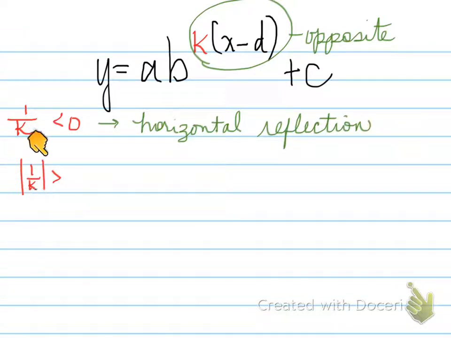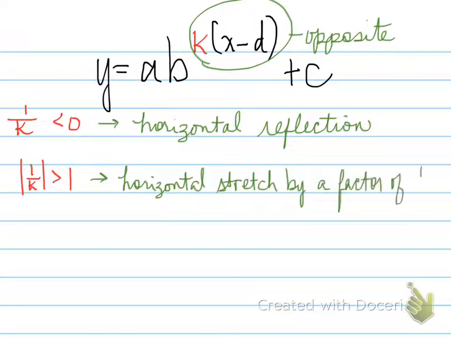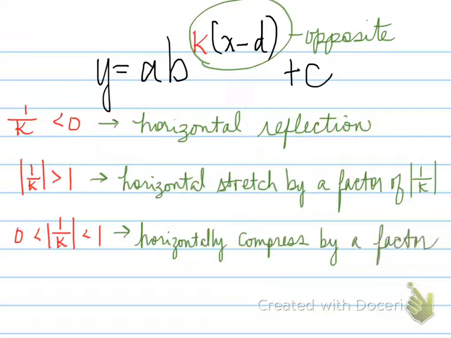Now remember, we're not looking at K, we're looking at the flip of that number. When we flip that number, if that number is actually bigger than 1, guys, then that's the same thing that happened with the A. That number is bigger than 1, so it must do a horizontal stretch by a factor of 1 over K. Now again, number, not the sign. If that number, when we flip it, 1 over K, is between 0 and 1, we can say that it has a horizontal compression by a factor of 1 over K.